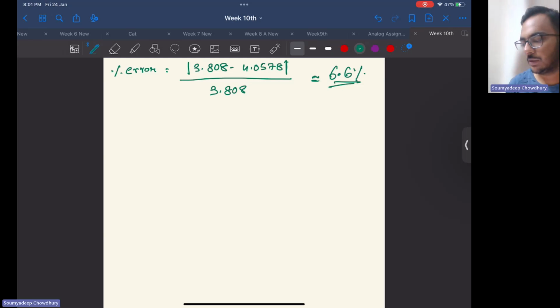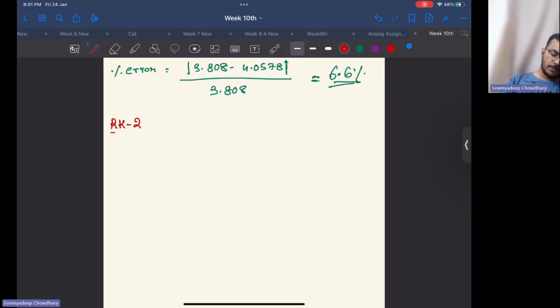Now we will do the same thing using the RK2 or Heun's method and the RK4 method, and we'll see what the error is. If we do it using RK2 or Heun's method, what is it? The equation is again f of y equals 2.5 minus 0.1 y.